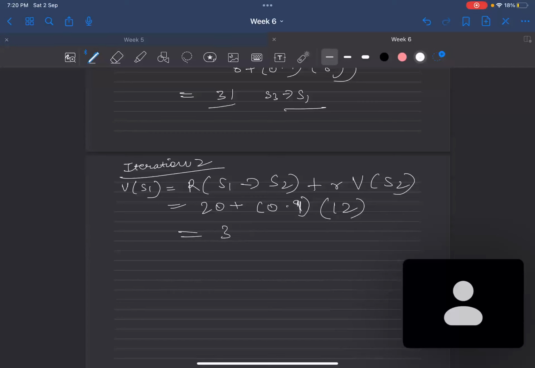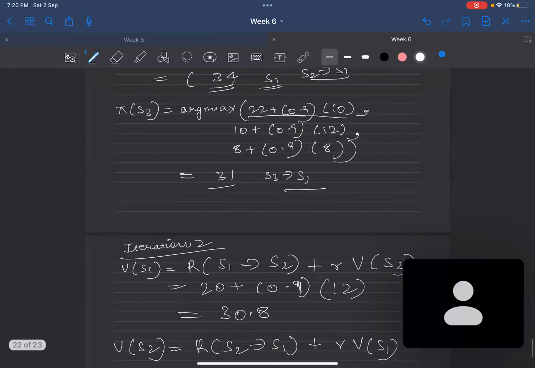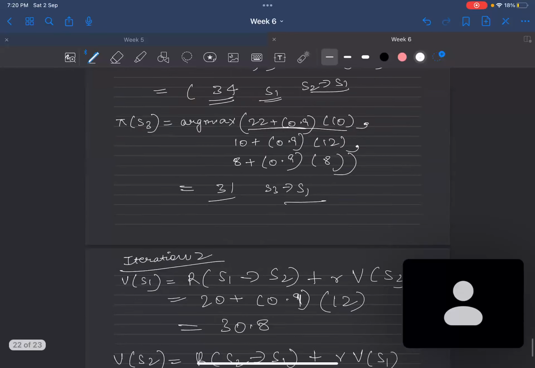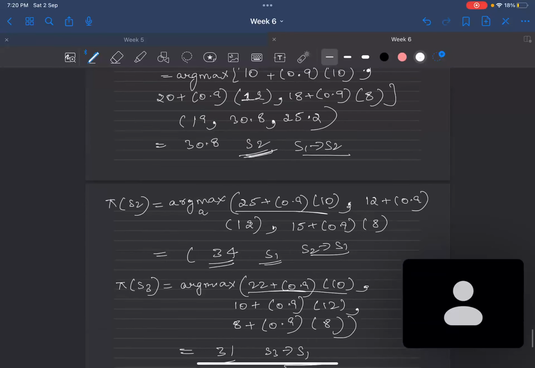30.89. And now this is the updated value. Now, V of S2. S2 to S1 is the policy. Now this is S2 to S1 because, as we learned, when we are in S2, we'll go to S1. That is what we learned in the last policy improvement.